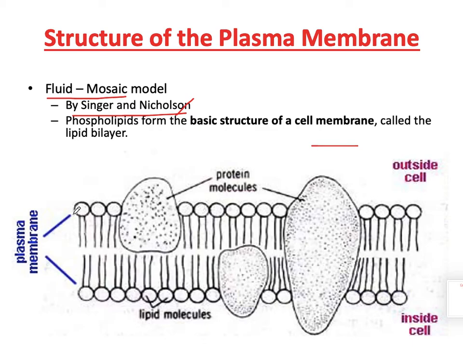Now let us see what this structure is actually made up of. First thing you need to notice is this particular term, lipid bilayer. So where is that bilayer? Can you see this? If I draw a line here, this entity and this entity are exactly similar to each other. So this is one layer and this is another layer, right? This is why it is a bilayer. This fluid mosaic model was also called the sandwich model.